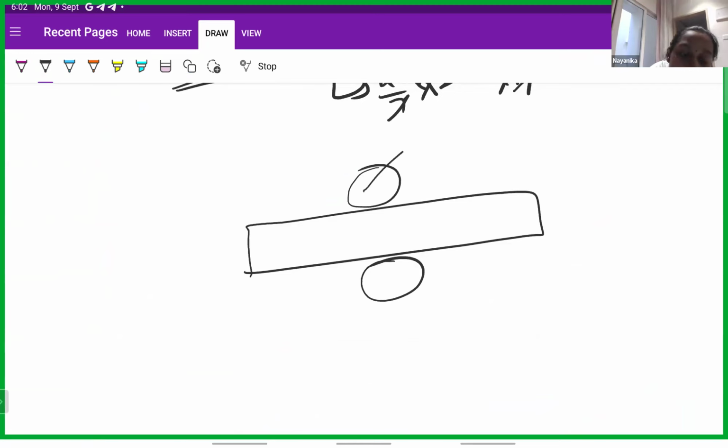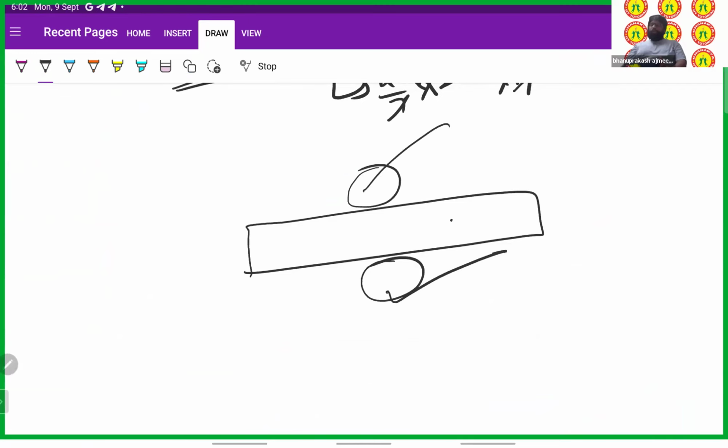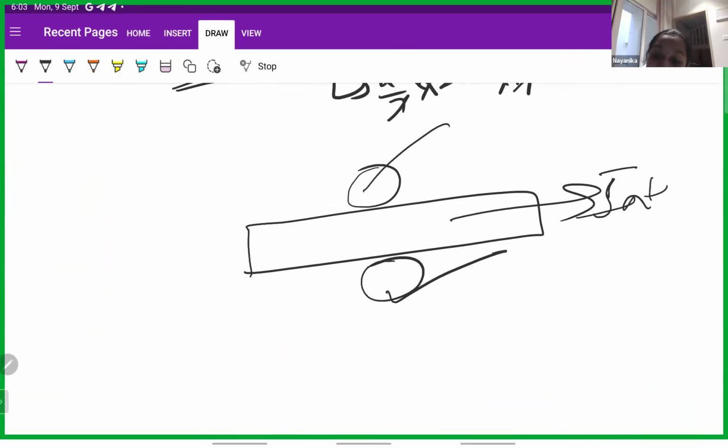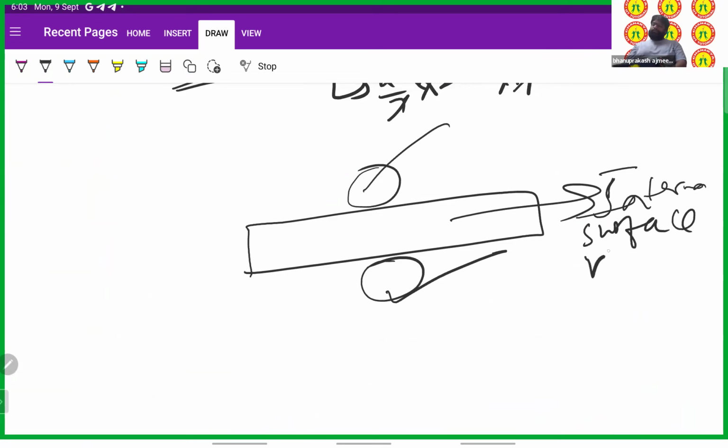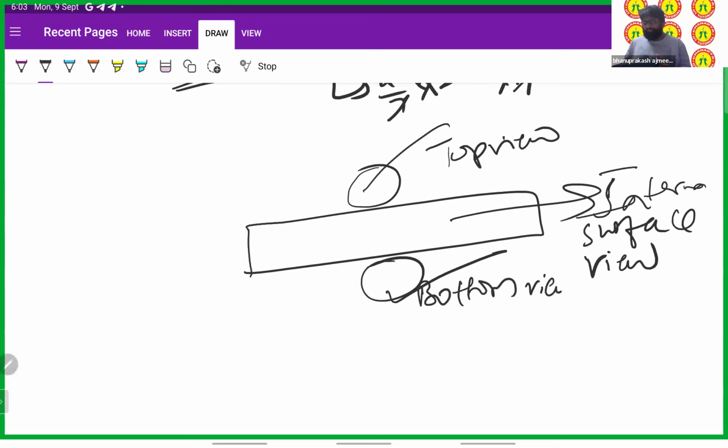I remember, sir. Top view, bottom view, and internal surface area view, that is curved surface area view. This is top view. Top view in the sense, if you look from the top, you will only see a circle. And from the bottom, if you see, you will only see a circle. So any doubt in this question?